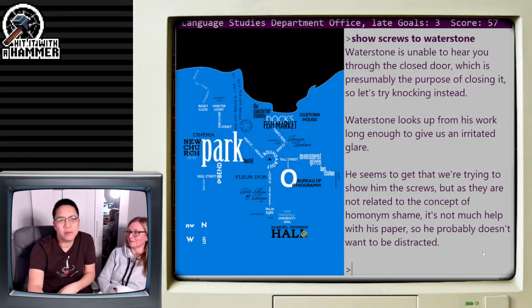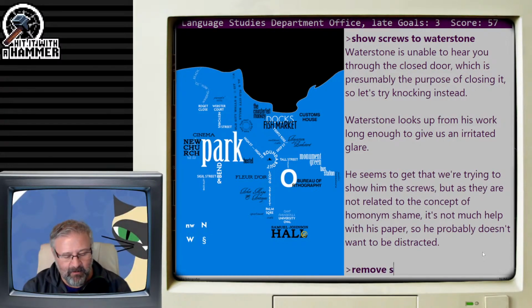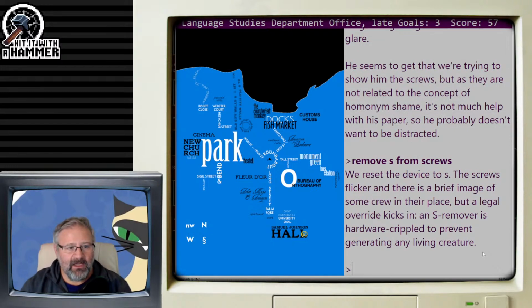Oh no, screws. You can't remove the S from screws. Well, if we remove, this is what you asked me, remove S from screws. There's a brief image of some crew in their place, but a legal override kicks in.